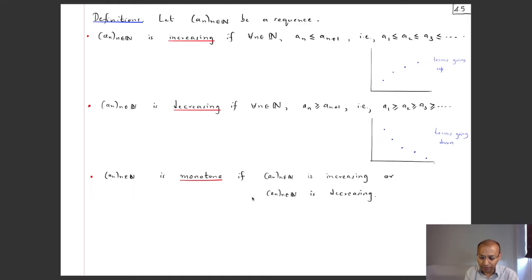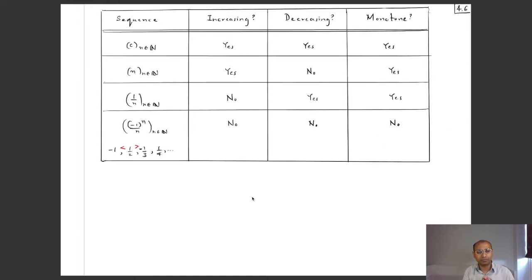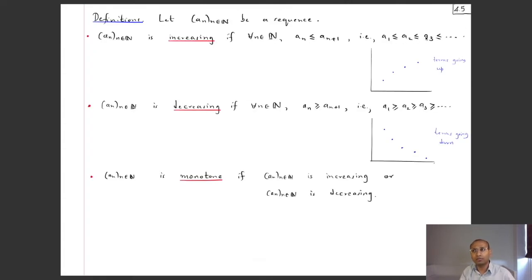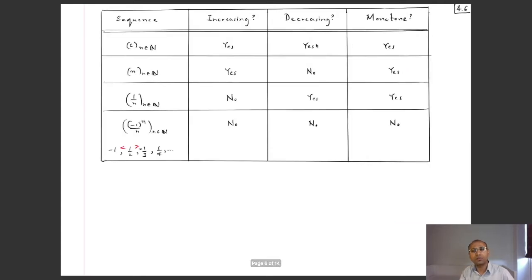So to get familiar with these notions, let's see some examples. Let's look at the constant sequence. Suppose C is a fixed real number, and then I take the sequence C, C, C, C, C, and so on. Is the sequence increasing? Yes, because we allow equality over here, right? So constant sequences are allowed. Similarly, the sequence is also deemed to be decreasing, again because we allow equality. And is the sequence monotone? Yes, because it's increasing, for example.